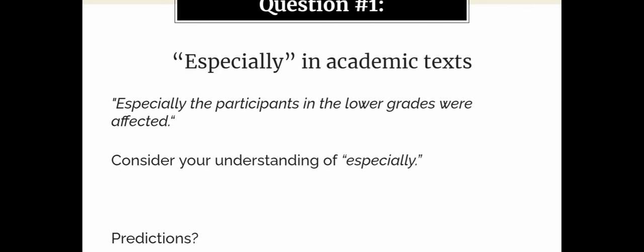Okay, let's start off with our most basic type of search, the list search. This will literally just give us lists of sentences where the word we're searching appears. How about the word especially? Let's think about it for a second. This is a word I often talk about with German first language writers because of the different ways we use this word in English versus German. So consider the example here: Especially the participants in the lower grades were affected.